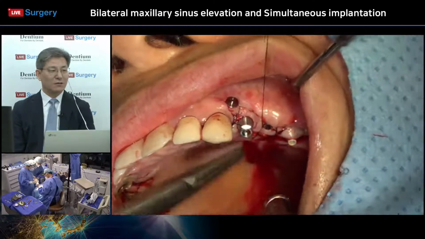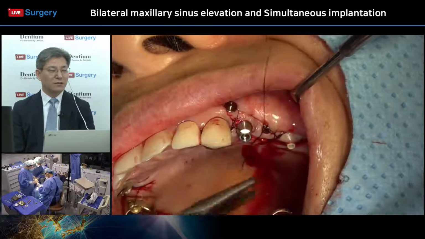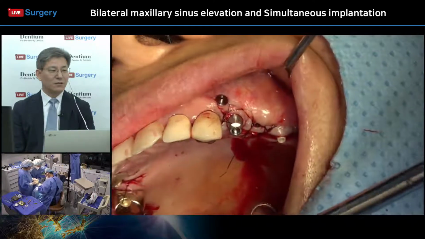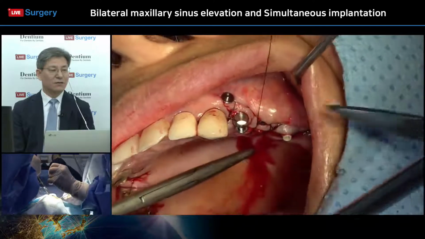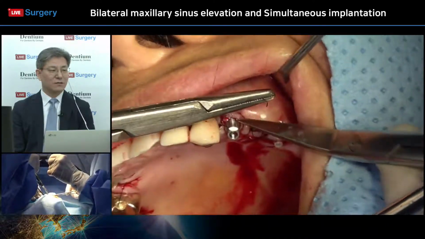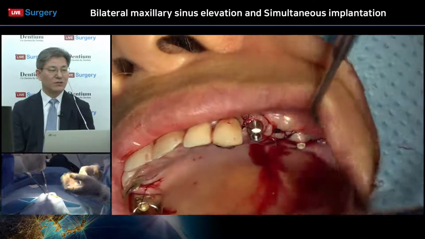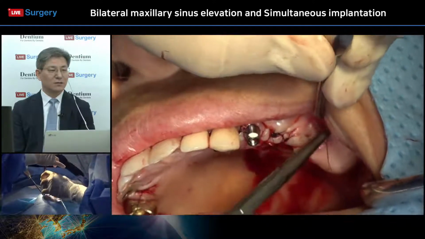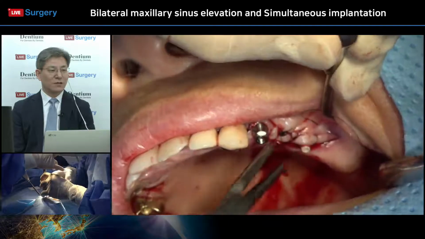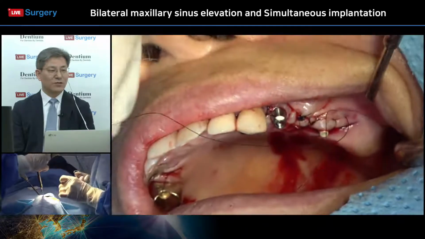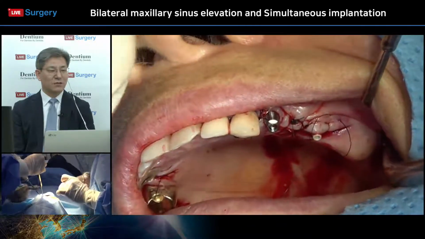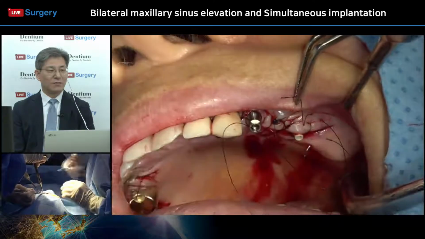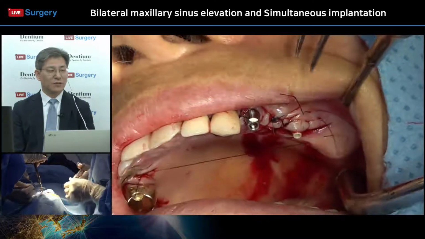Okay, so the horizontal mattress sutures. Another horizontal mattress suture on the posterior part of number 26.